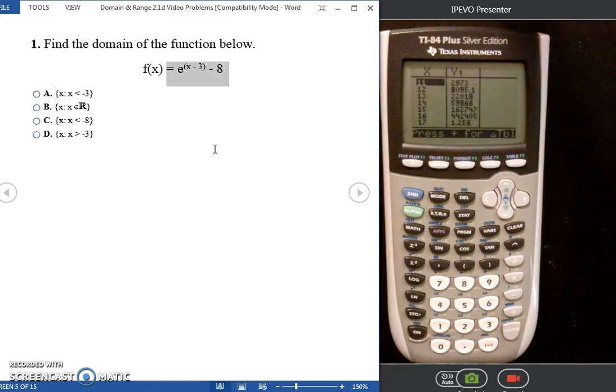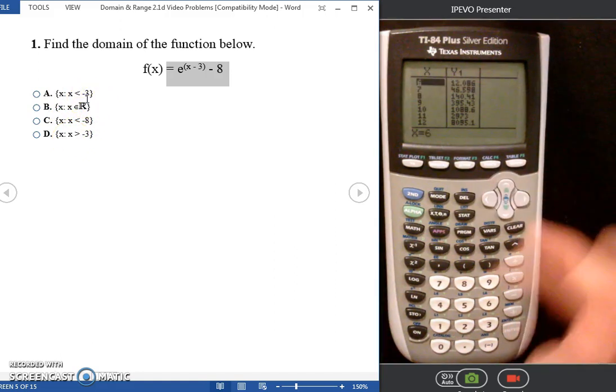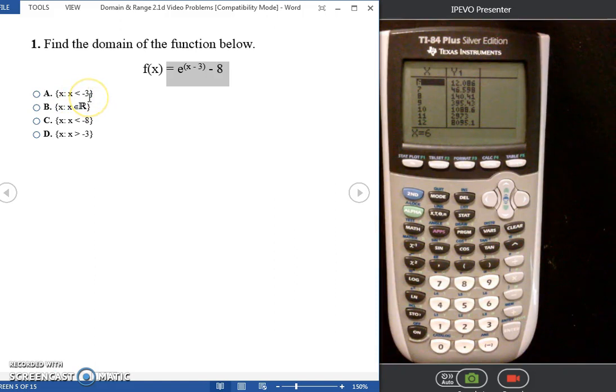So here I'm looking at the x column because I'm looking at domain. Remember, domain is all x values, and I'm reminded of that because all of my answers here are talking about the values for x. So when I'm looking through the x's here, does it go less than -3? Are those the only x's I have value for? This R here stands for all real numbers, so that means I can have any real number for x. There's no limits. This is less than -8, and this is greater than -3.